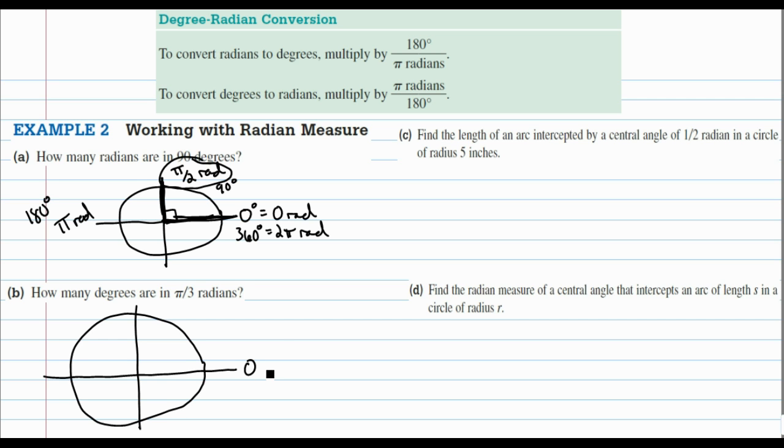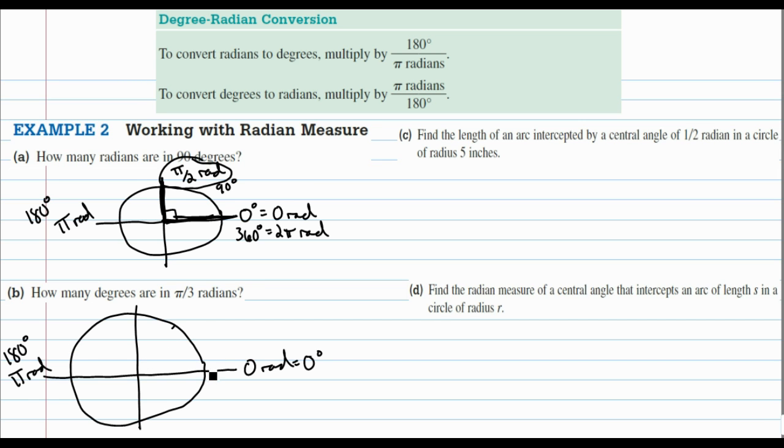I have 0 radians here and pi radians here. 0 radians is 0 degrees. Pi radians is 180 degrees. I'm looking for pi over 3. So I'm looking for a third of the way to 180 degrees.